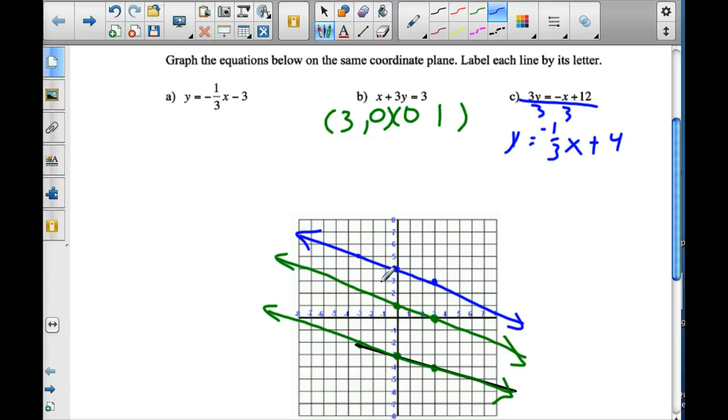The last one, guys, the last letter C, I just divided both sides by 3 and graphed it using slope-intercept form. I thought that would be the easiest way to do that. The middle one was pretty easy to find the x and y intercepts, and then the first one was in slope-intercept form.